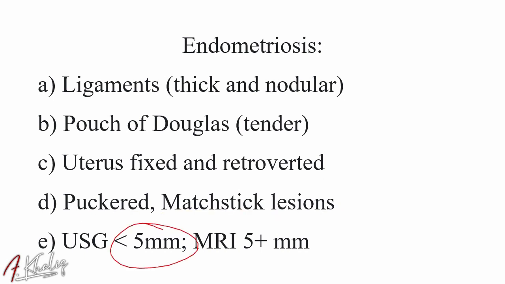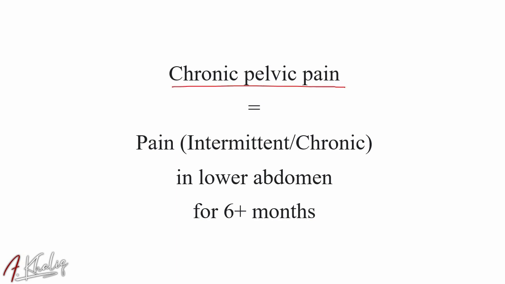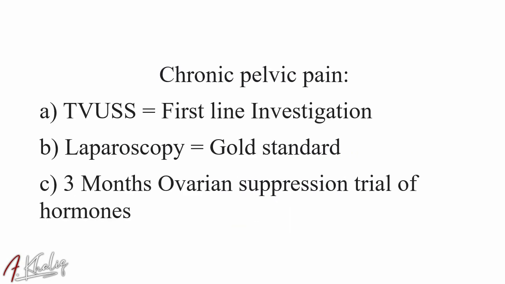If the size is less than 5 mm, it's best to go with the ultrasound. If the size is more than 5 mm, the MRI is going to pick it up better. Luteolysis is related to the secretion of PGF2. Chronic pelvic pain is the pain that can be intermittent or chronic in the lower abdomen for more than 6 months. In the chronic pelvic pain, the first line investigation is transvaginal ultrasonography. Laparoscopy is the gold standard, and you can go with a 3-month ovarian suppression trial of hormones.